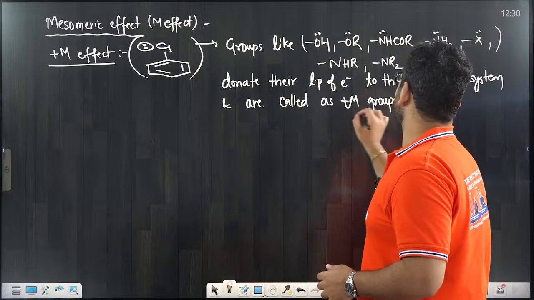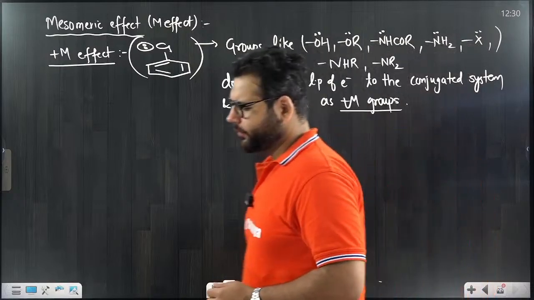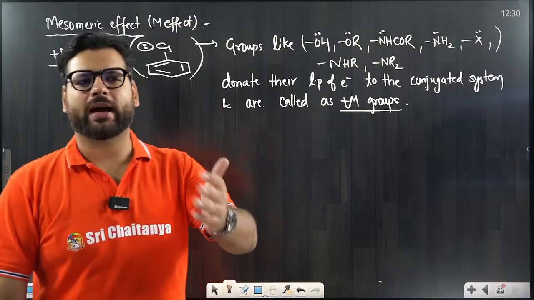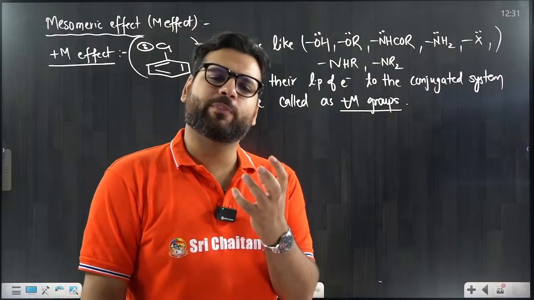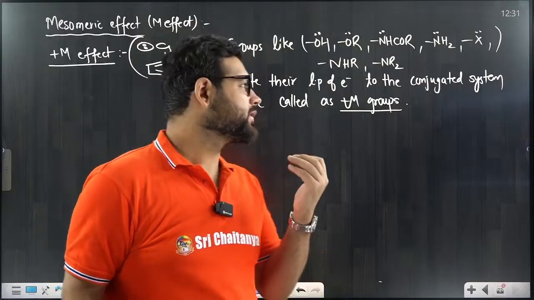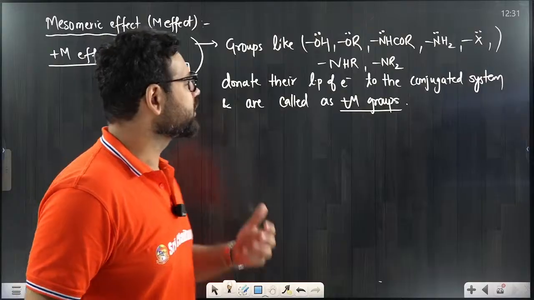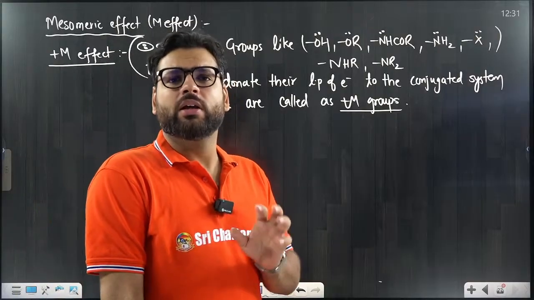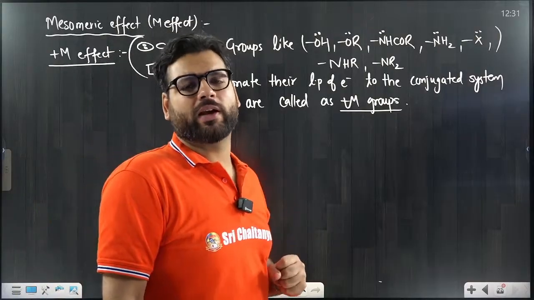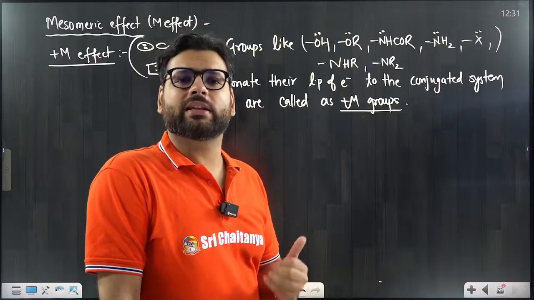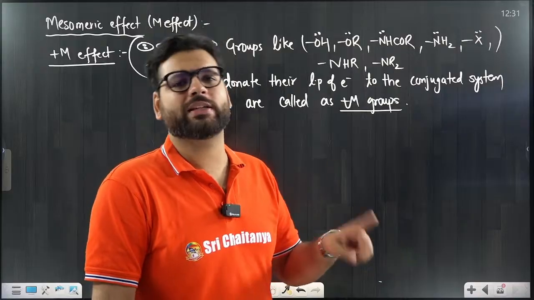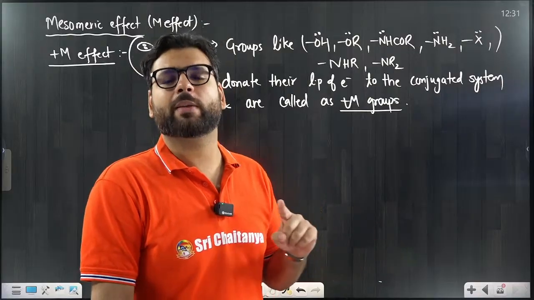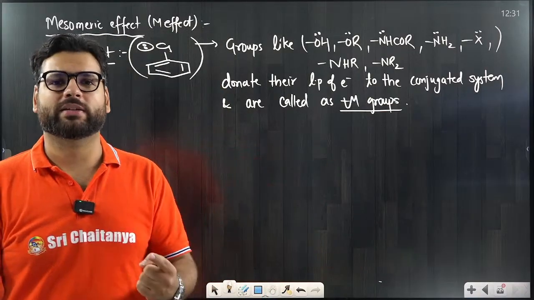These particular groups, all of these that I've mentioned here, are actually minus I as well. So when they are not attached to conjugation, they are pullers. OH is a puller, NH2 is a puller, OR is a puller. These are all more electronegative than carbon, so they are pullers by the inductive effect. But when they attach to benzene, they become givers, so they are called plus M groups. So they are plus M as well as minus I. They are plus M as well as minus I.